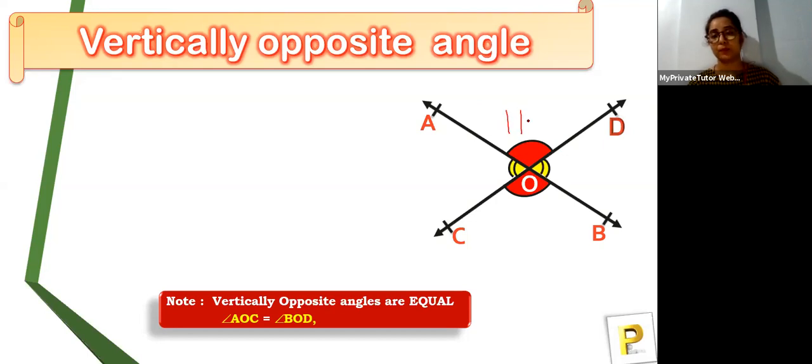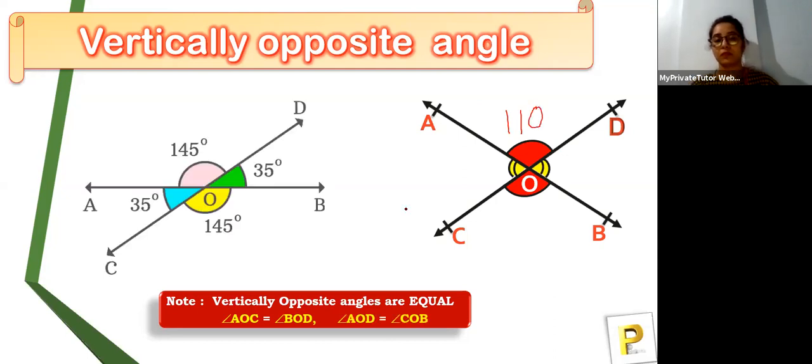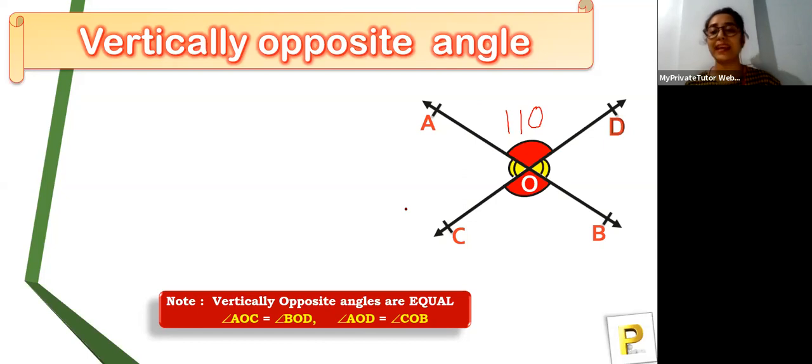So if I say that this angle AOD is 110 degrees, you guys answer me, what will be the measurement of DOB? It's very, very easy. We have done that part already. What will be the measurement of DOB?